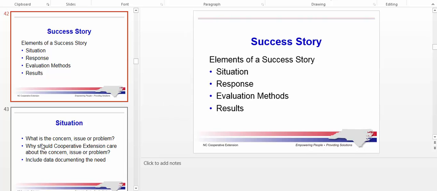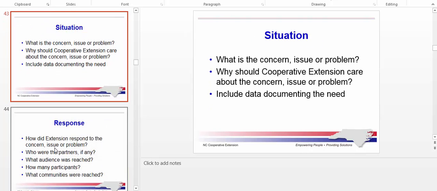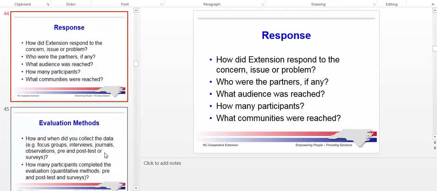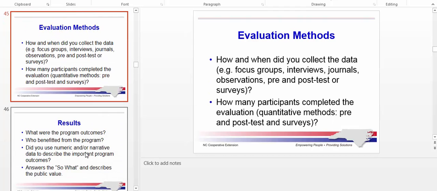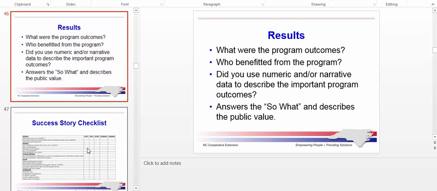Already went over that. Situation, response, evaluation methods, and results. Answers these questions in situation and response and evaluation and results.